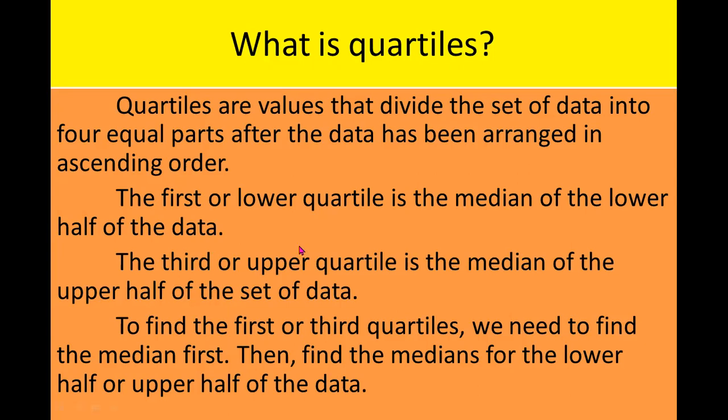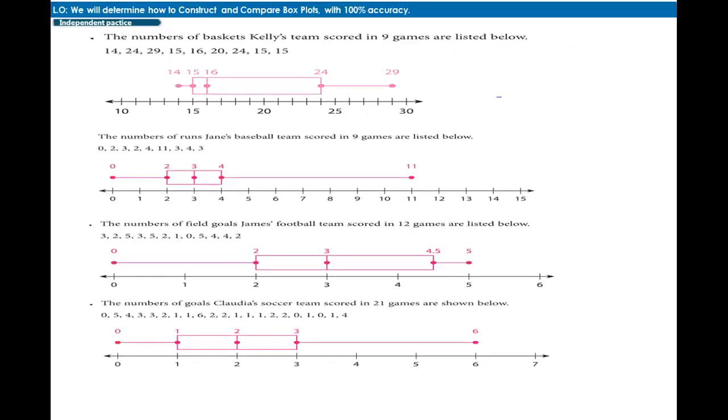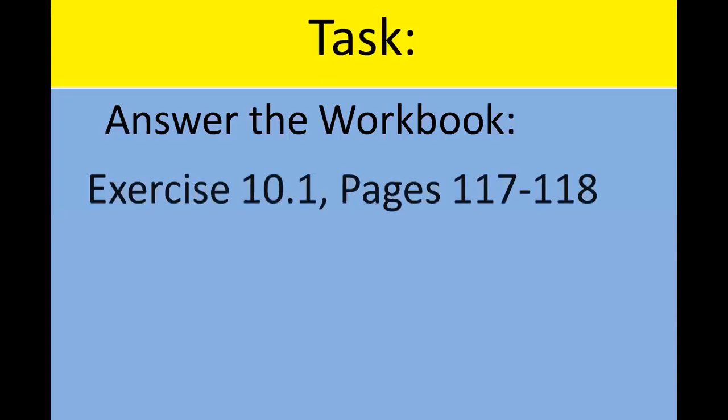The lowest value is the smallest in the set of data. The highest value is the highest in that given set of data. And we had tried also calculating the median, the first quartile and the third quartile. So that was what we discussed last meeting.